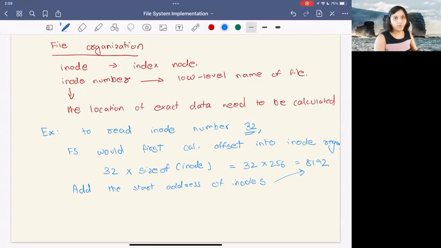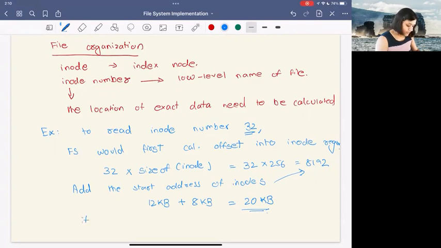Because each of our blocks is 4 kilobytes, and if the starting block of the inodes is 3, then 3 fours are 12. So the starting place of the inodes would be 12 kilobytes, and then we add that 8 kilobytes. So we know that at the location of 20 kilobytes is where our inode number 32 would be located, just tracing it from the beginning of the disk.